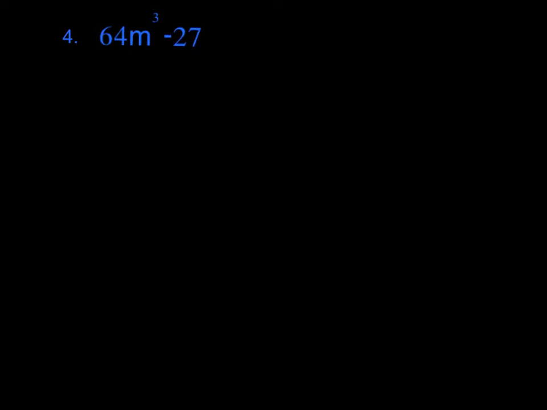So for number 4, I would try to find a GCF, but there is not a GCF with 64 and 27. And I do notice, however, that I have perfect cubes. So I'm going to go about just taking the cube root of 64m cubed, which would be 4m. And I'm going to take the cube root of 27, which would be a 3.